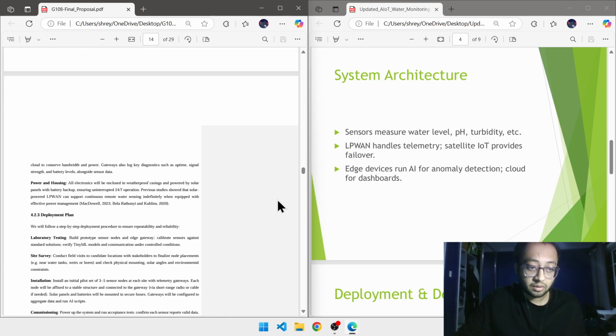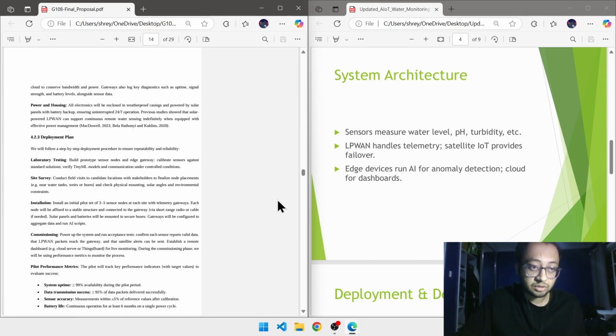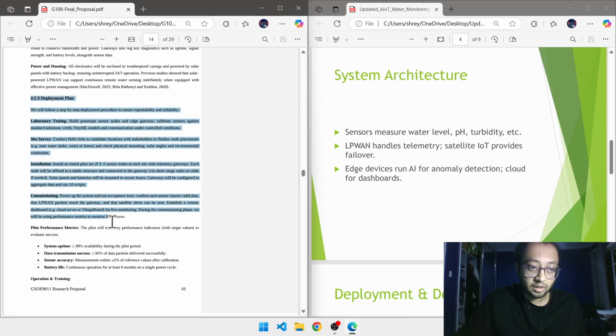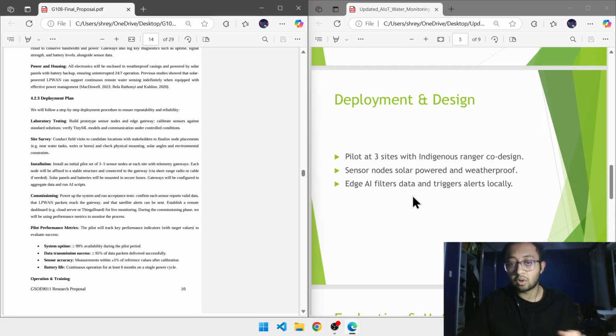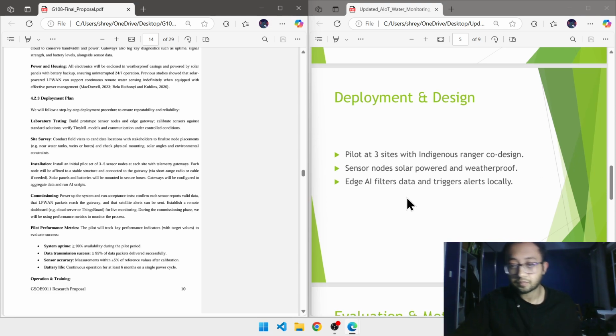If we go down and check our research proposal, we do have a detailed deployment plan as well. The deployment starts off with the piloting of the project at 3 sites with indigenous rangers co-design, and there should be site surveys, lab testing, installation commissioning, and pilot performance metrics. After that, the edge AI filters data and triggers alerts locally.